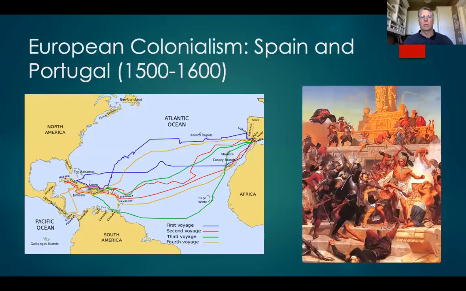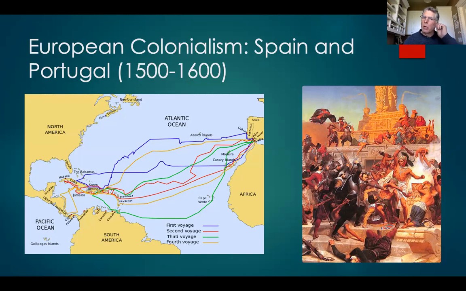I don't know. And then European colonialism started, right? Spain and Portugal from 1500 to 1600. We're going to focus on that 100 years, because the English didn't get into the picture until more than 100 years after Columbus.